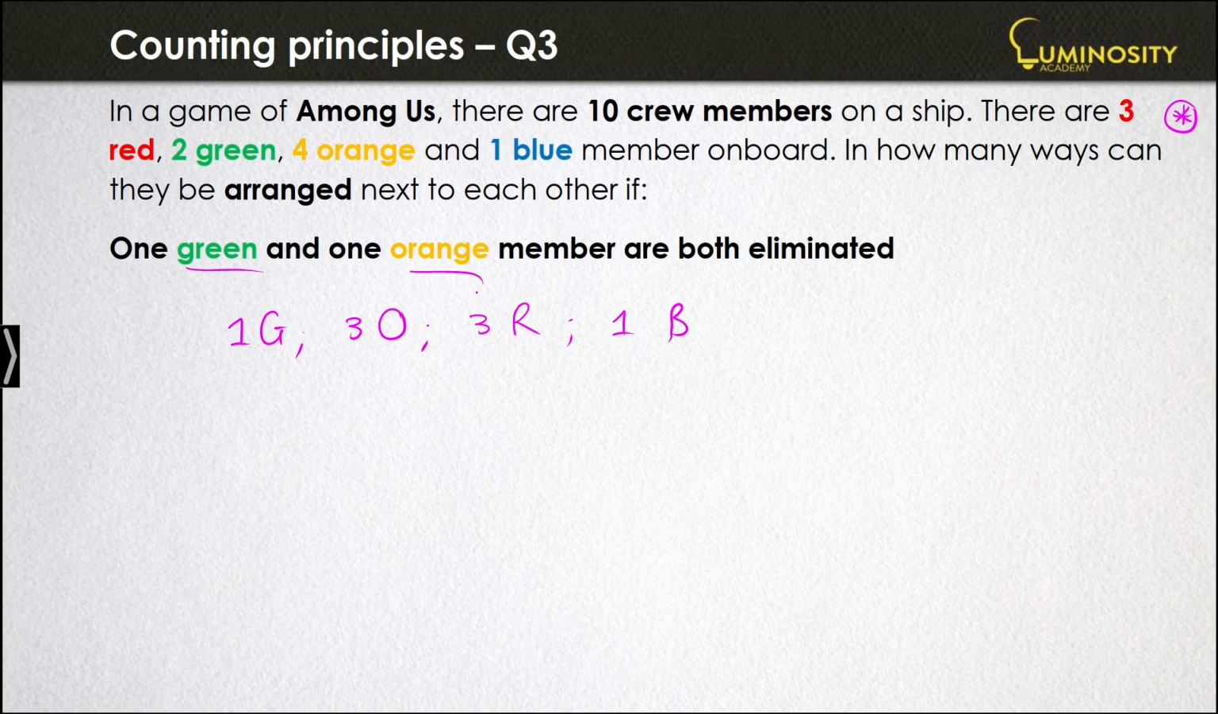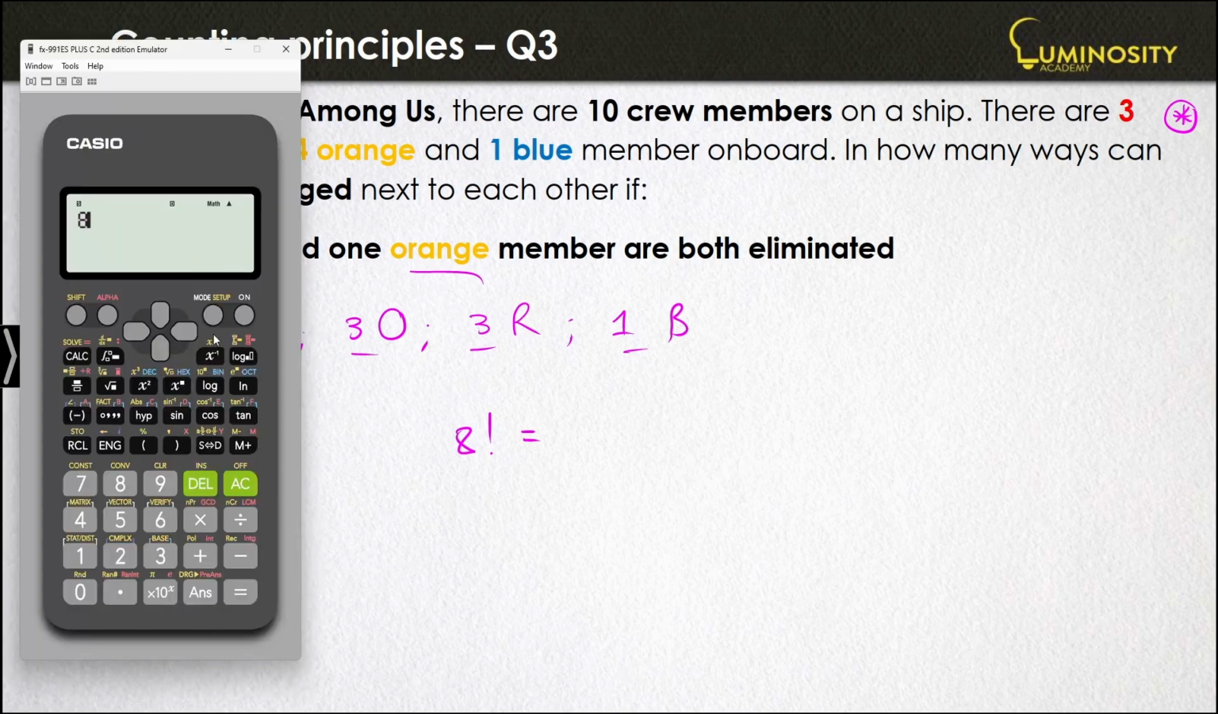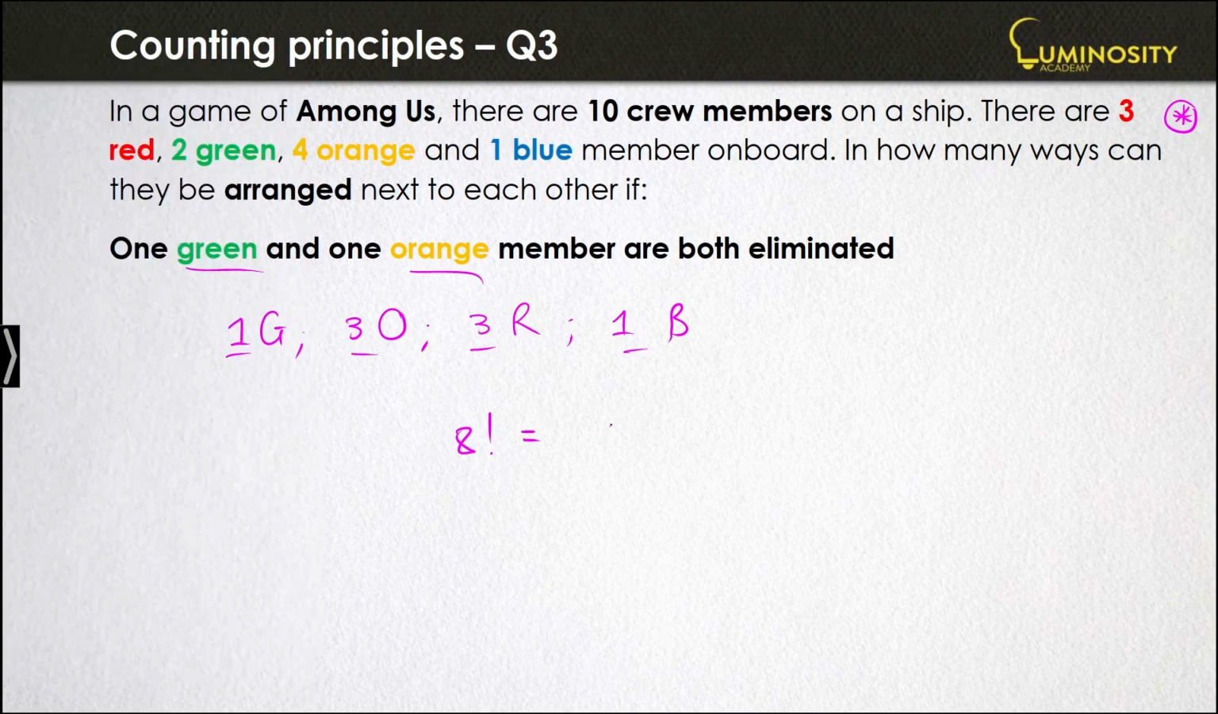So now how many are there? There's 3, 3, 6, 1 is 7, 1 is 8. So there are 8 members left. So how can they be arranged? Well, there are no other restrictions. So that means there are 8 factorial ways of arranging them. Let's check what 8 factorial is. It's equal to 40,320 different ways. So if those 2 crewmates are eliminated from the game, then there are 40,320 ways we can still arrange the other 8 crew members next to each other.